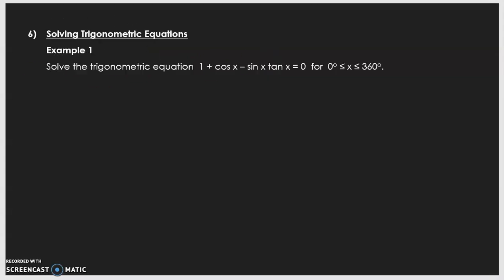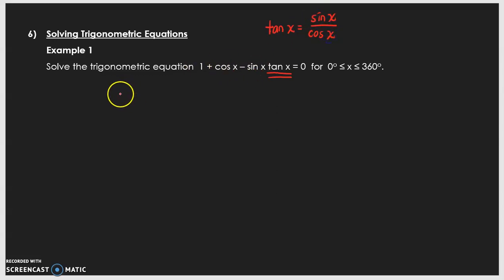So next, we will look at solving trigonometric equation by using the identity we have learned before. So let's say this example 1. Solve the trigonometric equation 1 plus cos x minus sine x tangent x is equals to 0 for 0 to 360 degree. So in this equation, the only part that we can change is tangent x. We all know that tangent x also equals to sine x over cos x.